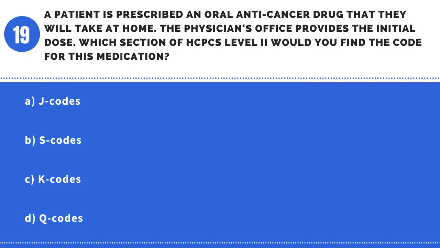Question 19. A patient is prescribed an oral anti-cancer drug that they will take at home. The physician's office provides the initial dose. Which section of HCPCS Level II would you find the code for this medication? A. J codes. B. S codes. C. K codes. D. Q codes.